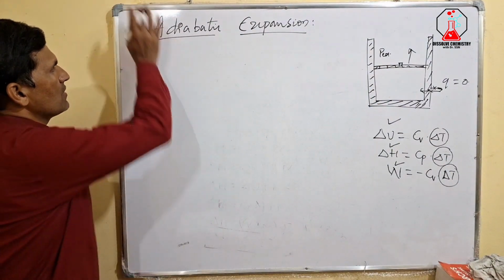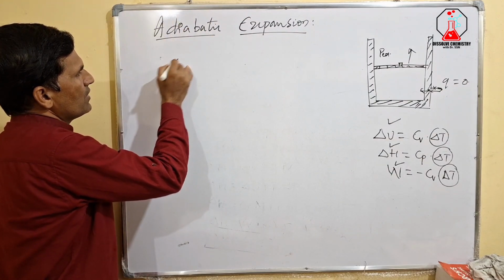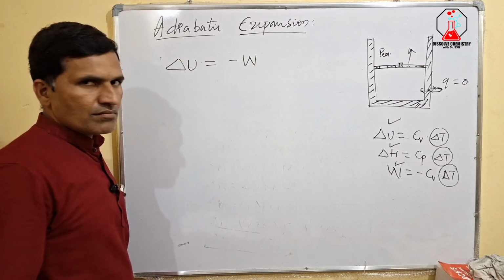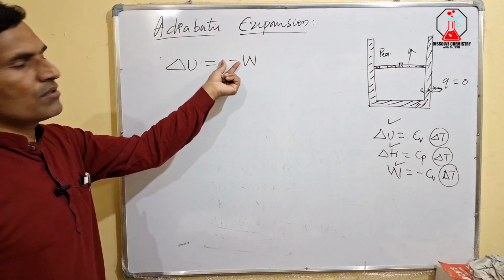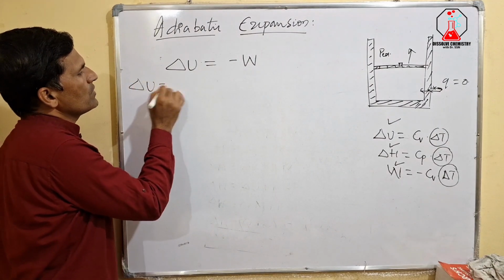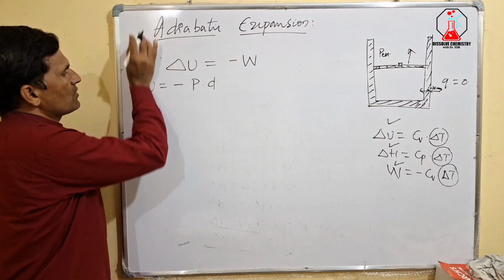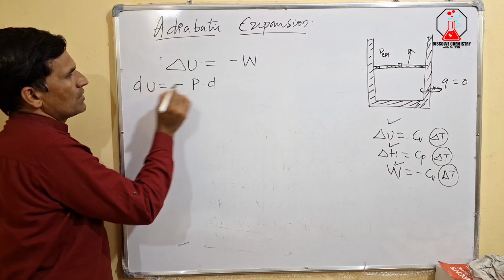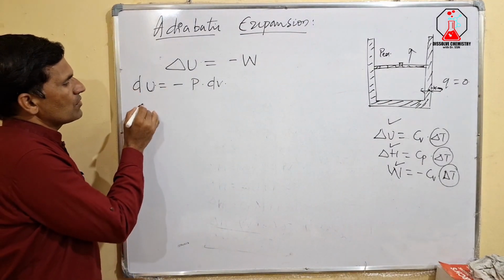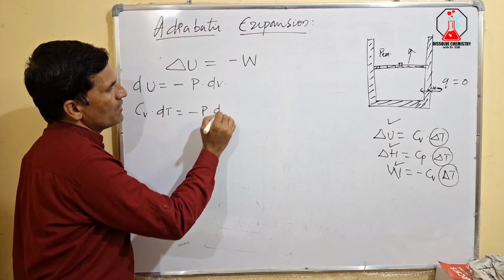So now let us consider W is equal to work done. Already we know that delta U is equal to minus W, because Q is 0. Expansion work it is doing, so therefore negative sign for work. So delta U is equal to minus P into delta V. Initially we will take small changes: dU is equal to minus P dV.